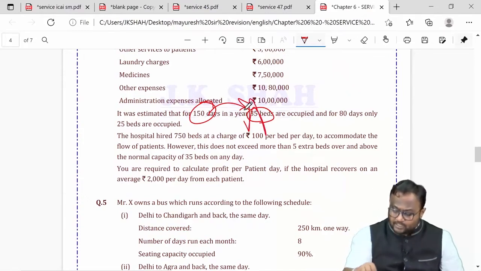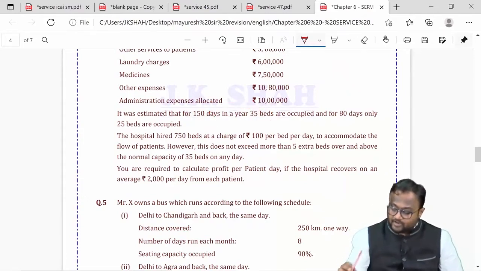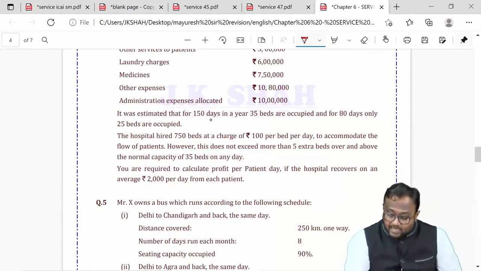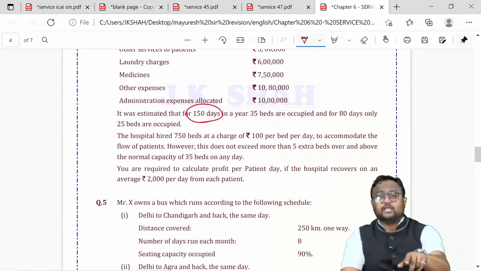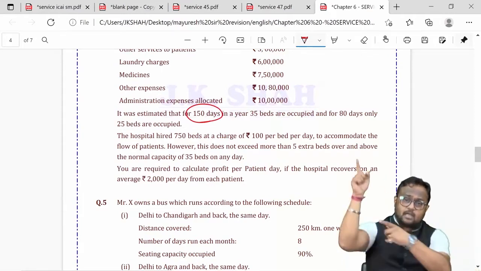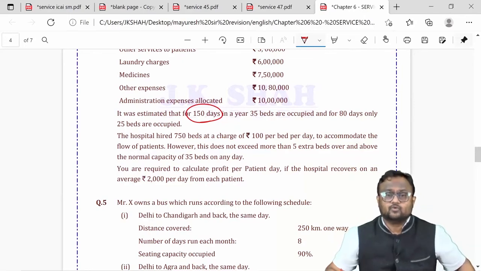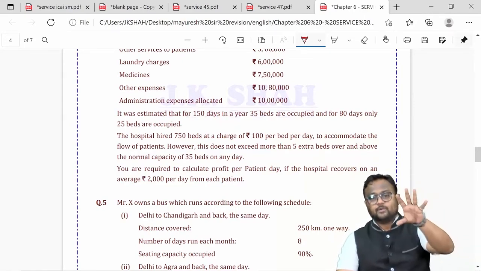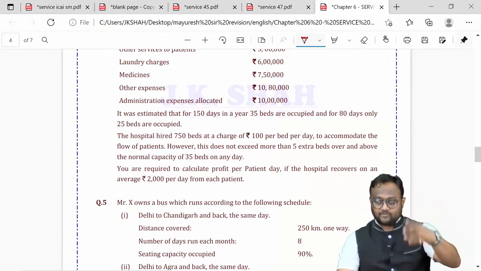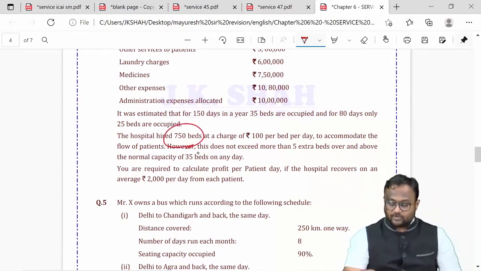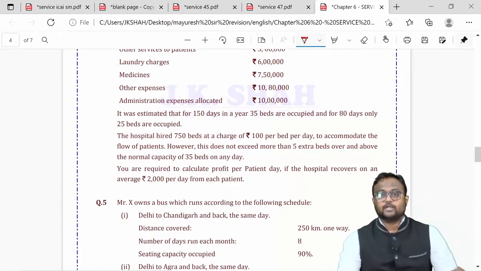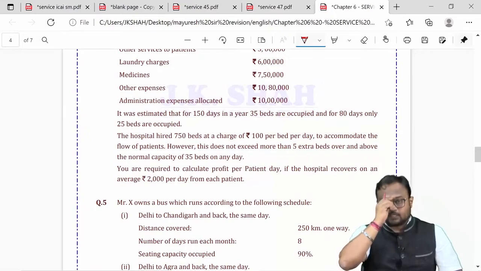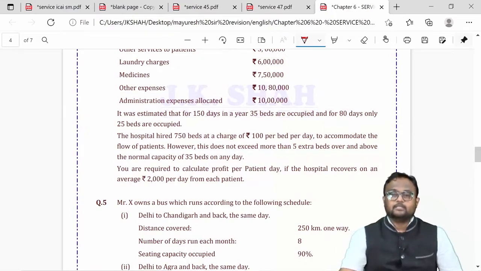My second occupancy information is of 25 beds for 80 days. So I don't need extra beds on those 80 days. I may need extra beds only on 150 days, because only on those days has the capacity reached the maximum level. So each day I can accommodate 5 beds. For 150 days, maximum 750, that's what they have said. So 750 was additional bed days, which was also added to the calculation. Now in the study material, you have this data given.